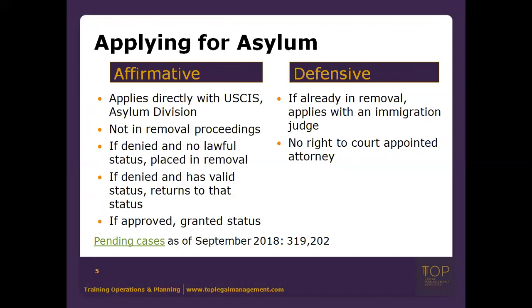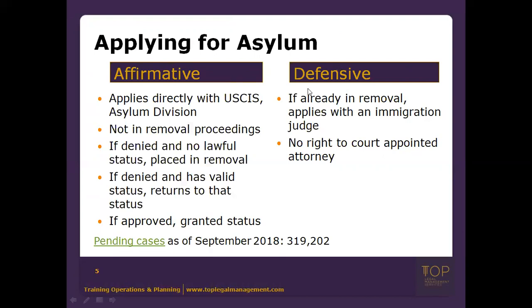As of September 2018, there are 319,202 pending cases with USCIS. Whenever you see a green link like this, it means that it's a link to a CIS website or some other type of resource where you can find more information.